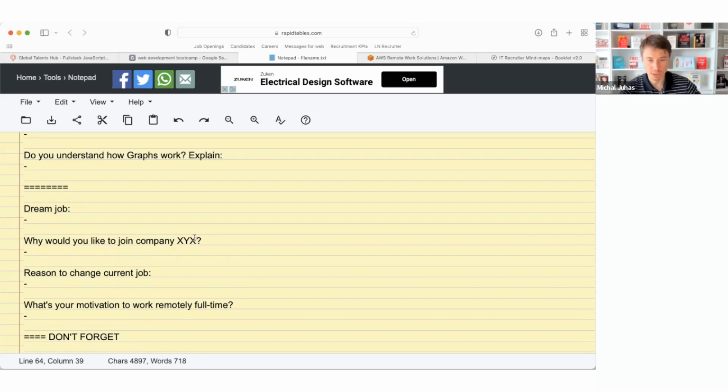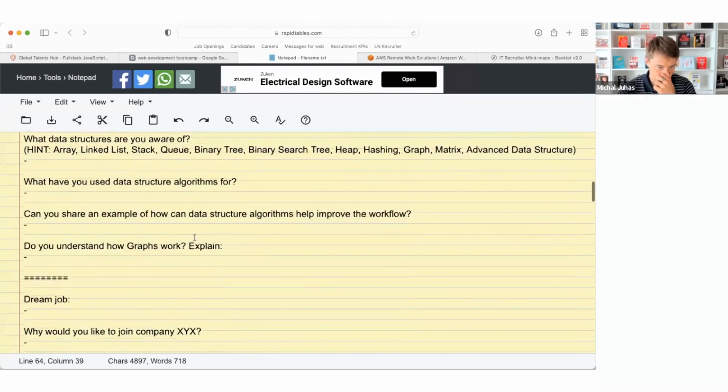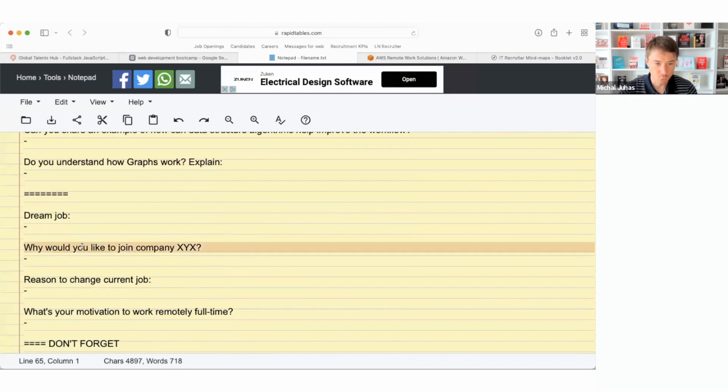As an agency, we just tell the candidate during an interview, hey, this is the company, this is the brief, this is who the CPO is looking for. And I think you could be a good fit based on what you said. So I wouldn't ask, why would you like to join company X, Y, and Z? Because the candidate doesn't know much about the company.